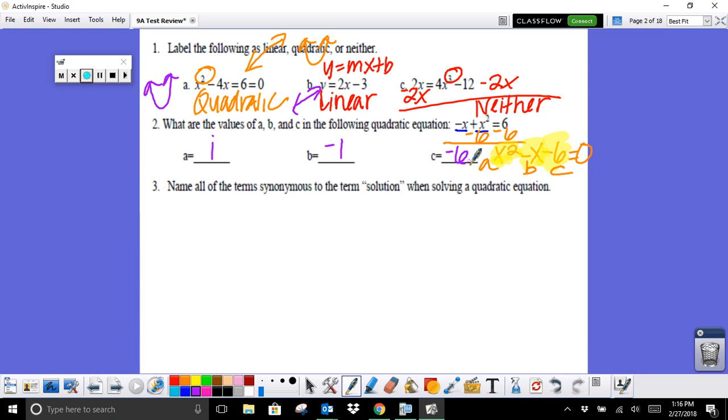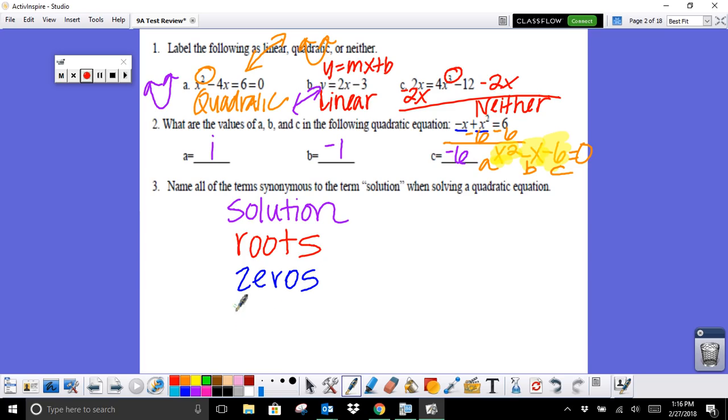Number 3, name all the terms synonymous to the term solution when solving the quadratic equation. So there's 4 words that all mean the same thing. Okay, obviously it's asking what else means the same thing as solution. So we've got solution. You also have to know that this is the same thing as roots, which is also the same thing as zeros, which is also the same thing as an x-intercept. Okay, all of these mean the same thing, so we should be able to ask you to find any of these, and you have to realize they're all the same thing.